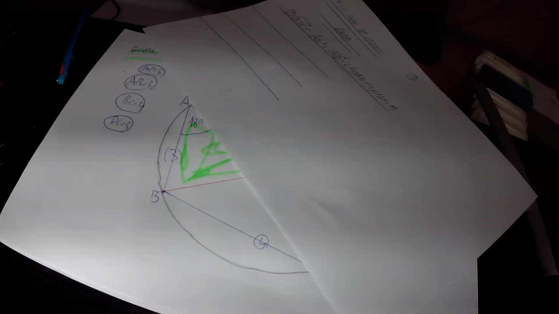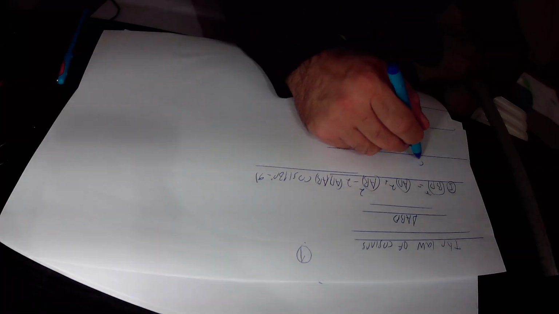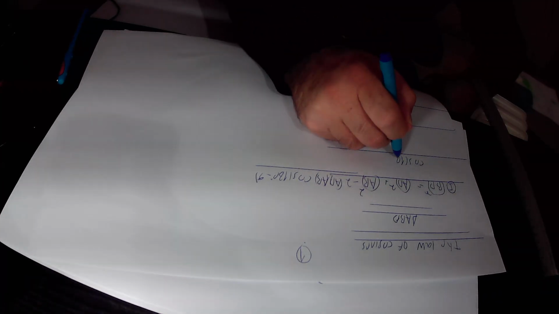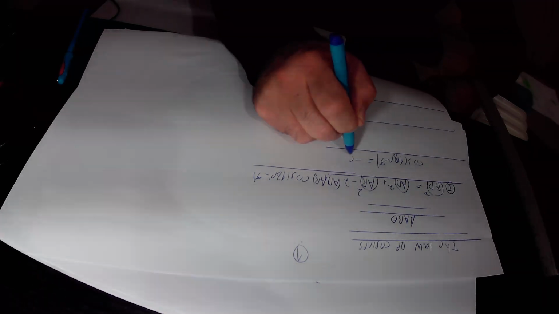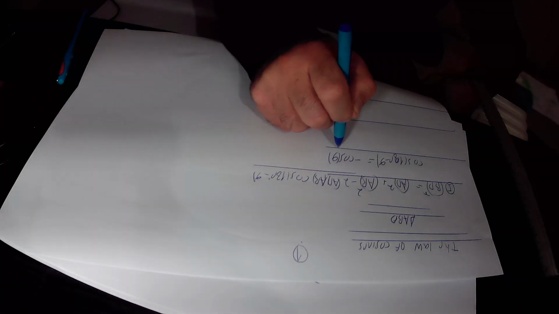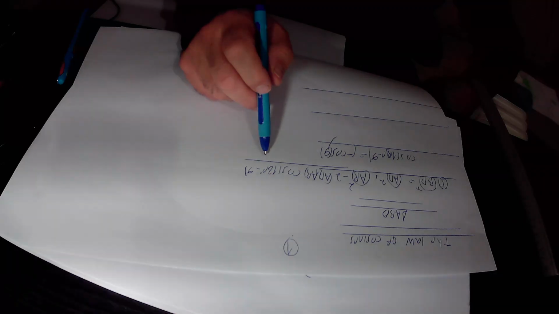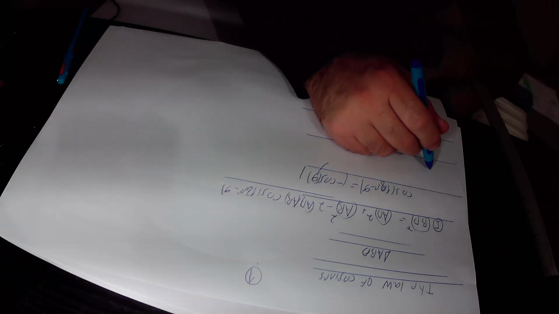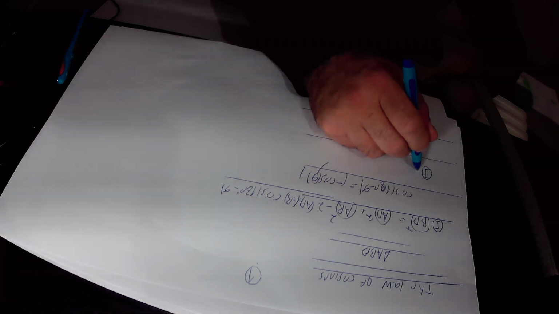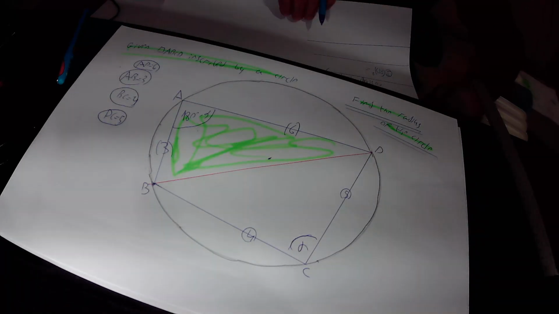We have the trigonometric identity that says that cosine 180 degrees minus alpha equals minus cosine alpha. Therefore, in this equation, instead of cosine 180 degrees minus alpha, we put minus cosine alpha. So in total, we found out that according to equation 1, BD squared equals AD squared.